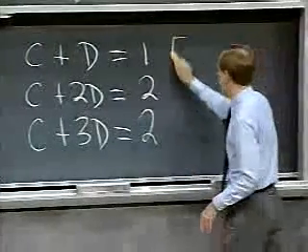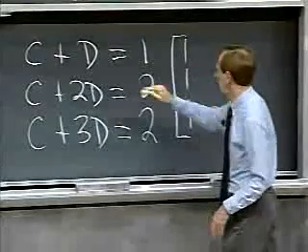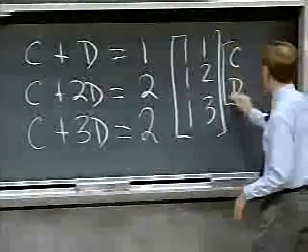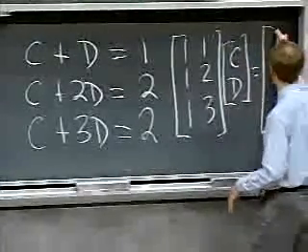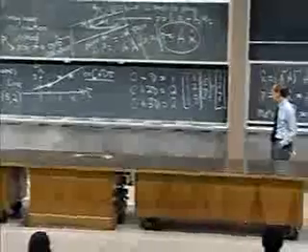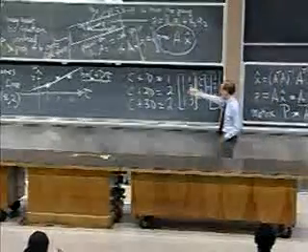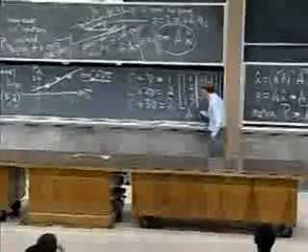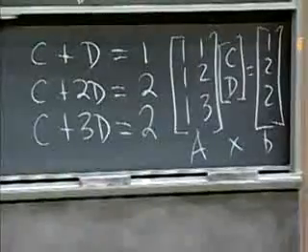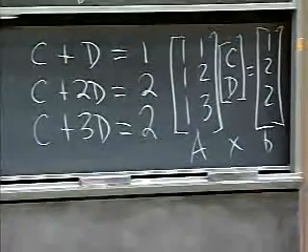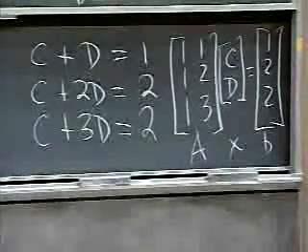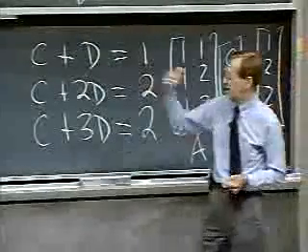So the matrix is 1, 1, 1, 1, 2, 3. The unknown is C and D. And the right-hand side is 1, 2, 2. Right? I've just taken my equations and I've said what is AX and what is B. Then, there's no solution. This is the typical case where I have 3 equations, 2 unknowns, no solution. But I'm still looking for the best solution.